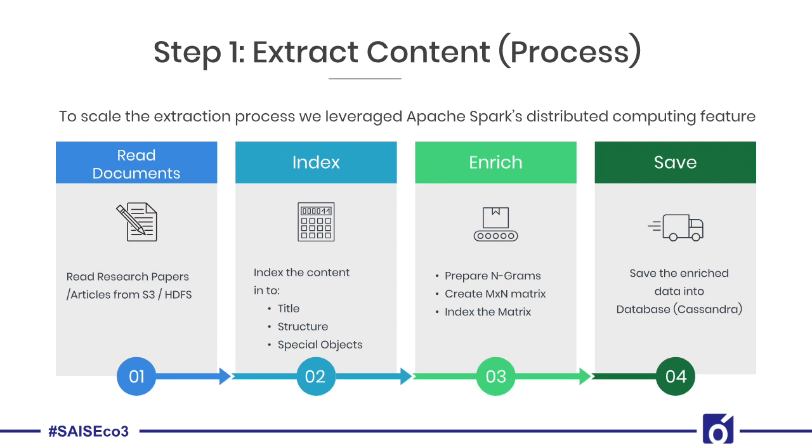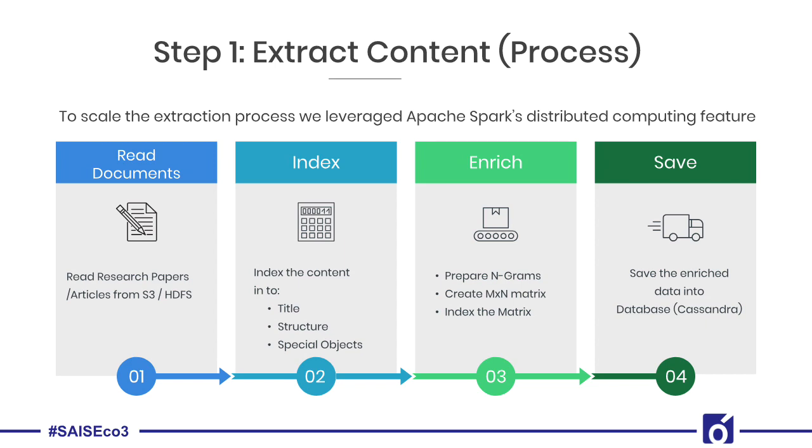The first step of the process is to read the documents or the articles from S3 or HDFS or some sort of network file system, where it is already stored in a distributed format. Then we index the content. Indexing means that we distribute it into a few major components. The three major components are: first, the title, which specifies the aim. The second one is structure, basically exploring the different sections of the paper or the article, for example its abstract, introduction, and other sections. And the last is the special objects, like tables and figures, which contain the factual data or the measurements in any research paper or article. So these are the three major indexes that we have.